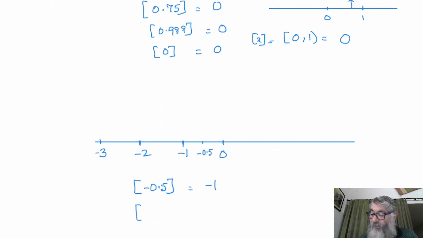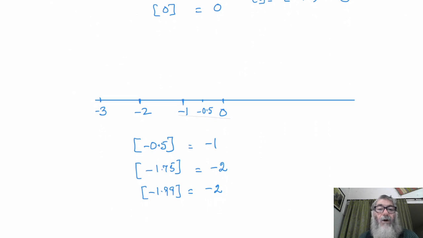Suppose it is between -1 and -2. Suppose -1.75. It will be -2. If it is -1.999, it will be -2. You must locate that number on the number line and then move to the left. Whatever first integer you get on the number line, that is your greatest integer. For example, if it is -2, which is an integer itself, it will be -2.